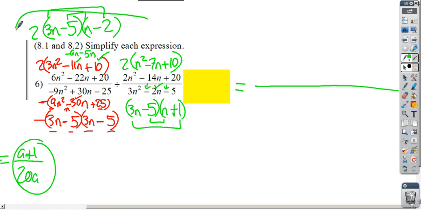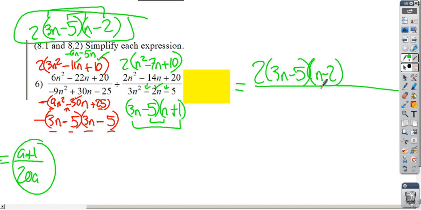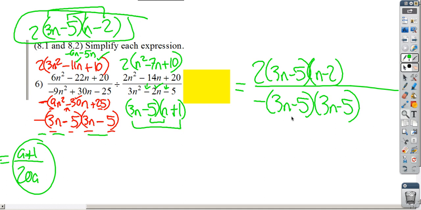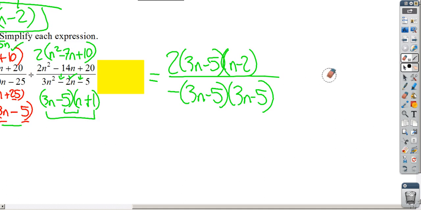Alright, so now our task is to rewrite this in a neater form. The top of this fraction right here is going to go here. So we have 2 times 3n minus 5 times n minus 2. And then the bottom is this thing, and let's not forget that negative sign right there. So 3n minus 5 times 3n minus 5. And because we're dividing right here, we're going to have to use that acronym copy-flop. We'll copy this first one, make a dot for multiplication, and we're just going to flip these around.